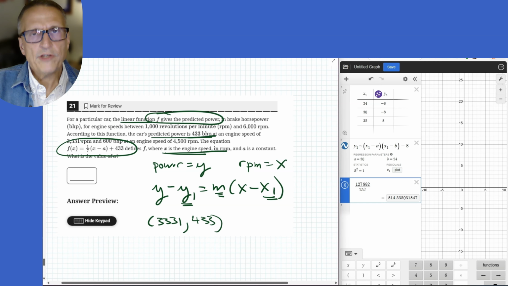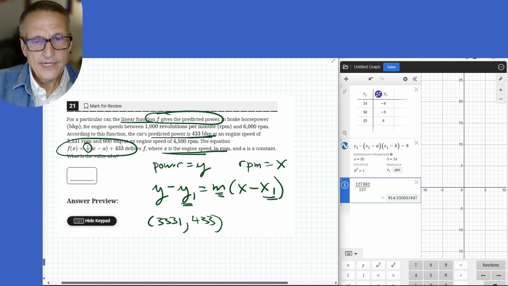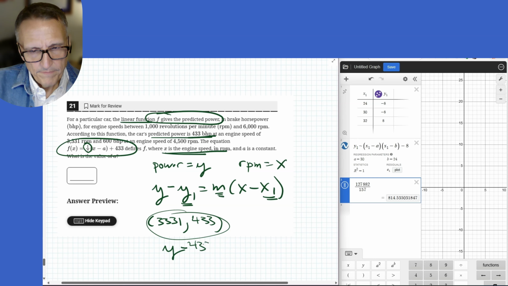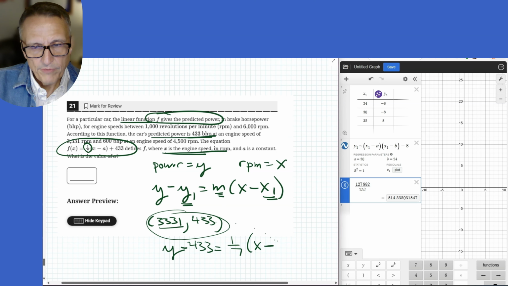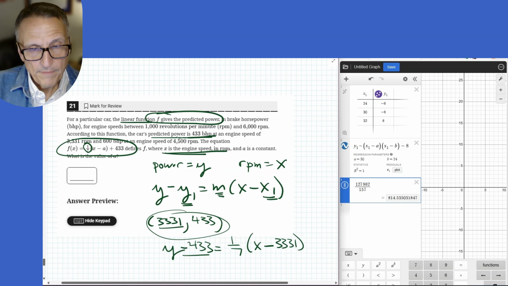So when I look at the equation that they gave me, I know what the 1/7 is right there. It's the slope of the line. I don't even need to calculate the slope of this equation. I just need to recognize that they used this point right here, and therefore they made the equation to be y minus 433 equals, apparently 1/7 is the slope, and then they would have had to have used 3331, because that's the x value that goes with the y value of 433 horsepower.